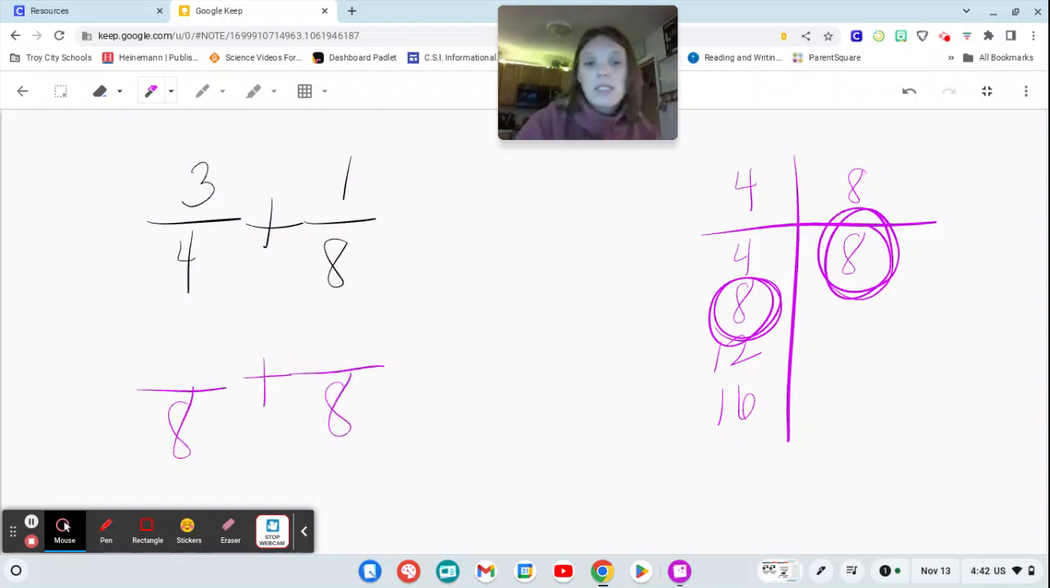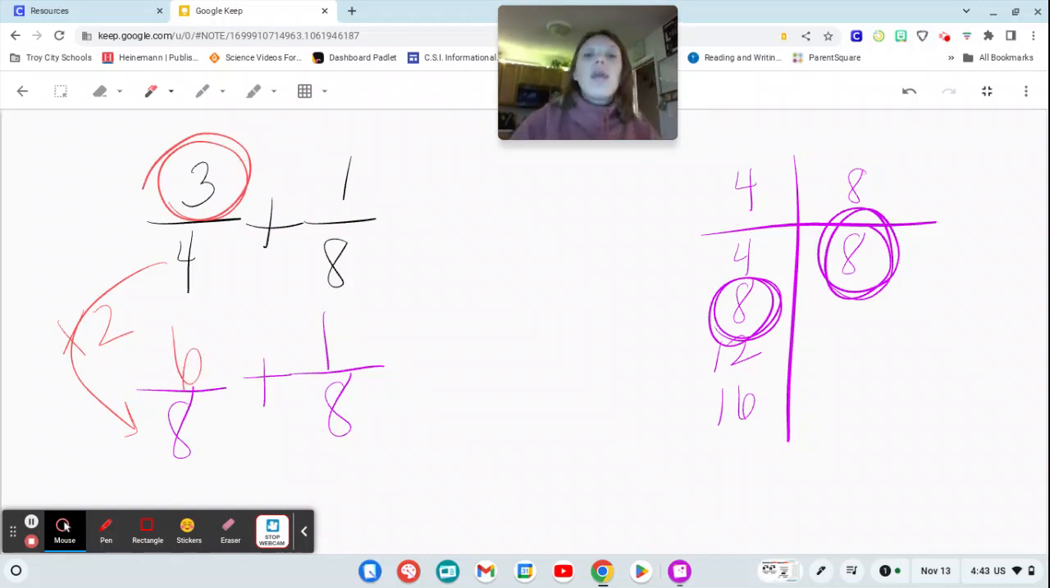They're both in eighths. 1/8 will stay the same, but my fourths need to be changed into eighths. So like we just did in our model, we're going to do the same thinking work, this time using mental math. So I'm going to ask myself, all right, how did I get from fourths to eighths? Well, I know 4 times 2 is 8. Whatever I do to the denominator, I have to do to the numerator. So I'll do 3 times 2 is 6. And then again, I will add my fractions, 6/8 plus 1/8 to get my answer.